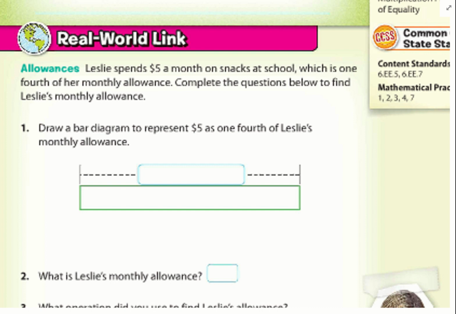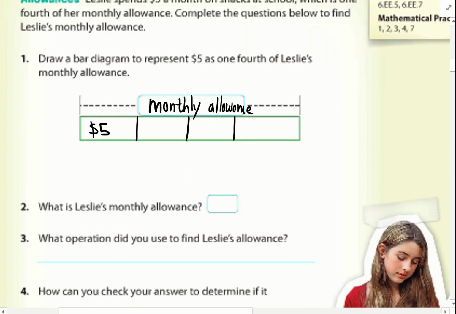So how this works is her monthly allowance is the whole thing. And this is going to be split up into fourths. And at each fourth, we're going to have $5. So what is Leslie's monthly allowance? It's going to be $20, because if we have $5 each time, that's going to be $20.